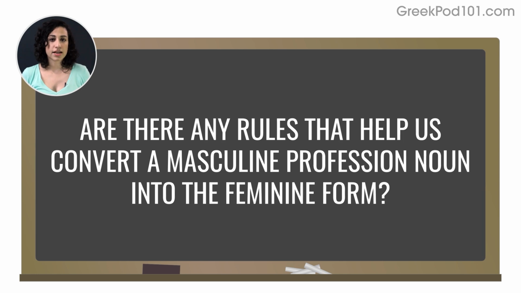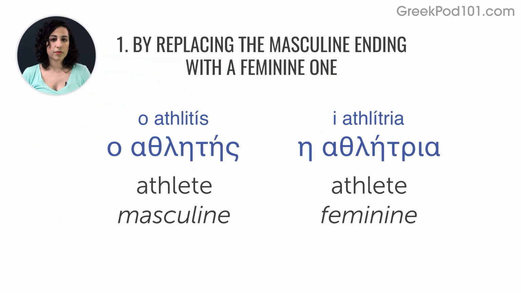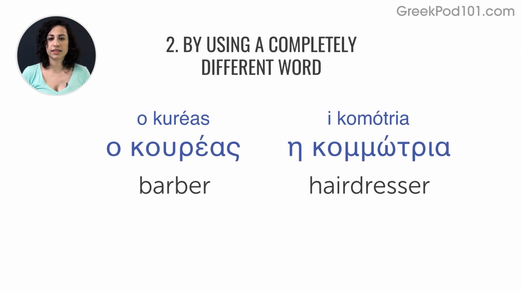Are there any rules that help us convert a masculine profession noun into the feminine form? Actually, no. Learning the feminine profession noun is a matter of memorization. Apart from the nouns that are identical for the two genders, there are three ways that the feminine profession nouns are created. Number 1. By replacing the masculine ending with the feminine one. For example, ο αθλητής, η αθλήτρια, athlete. Number 2. By using a completely different word. For example, ο κουρέας, η κομμότρια, barber, hairdresser.